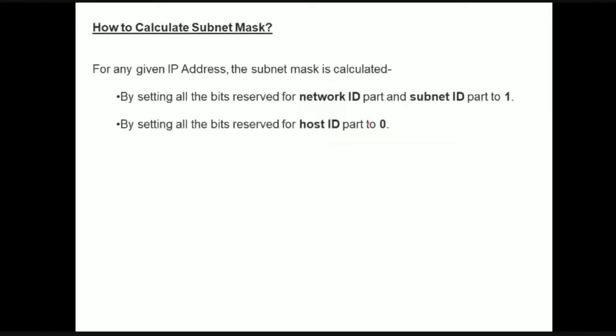Now, how do we calculate the subnet mask for a given IP address? We already discussed that for the network ID part and subnet ID part, we set those bits to 1, and all the host ID part we set to 0. This is how the subnet mask is calculated.